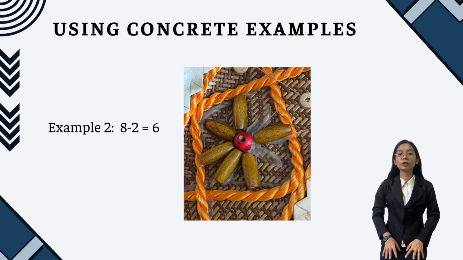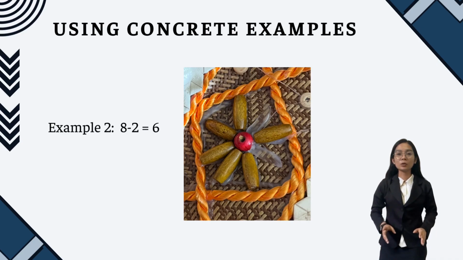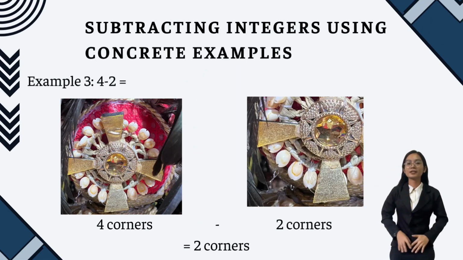So here is another concrete example, class. Imagine you are a warrior from a tribe during the Dinagyang festival. On your headdress, there are 8 petals before the festival begins. But as we move around during the celebration, 2 petals fall off, leaving only 6 petals on your headdress. So class, if you transform this into an equation, we will form a, yes, 8 minus 2 is equal to, yes, correct, 6.